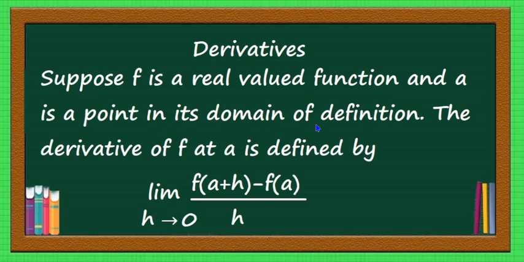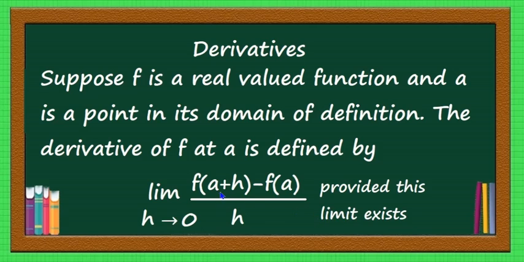domain of definition. The derivative of f at a is defined by limit h tends to 0 f of a plus h minus f of a divided by h. This is the definition of the derivative. The derivative exists if this limit exists. Here limit exists means both left hand limit and right hand limit are equal.